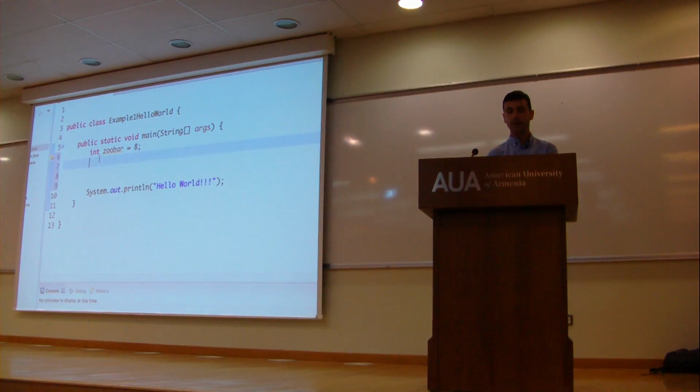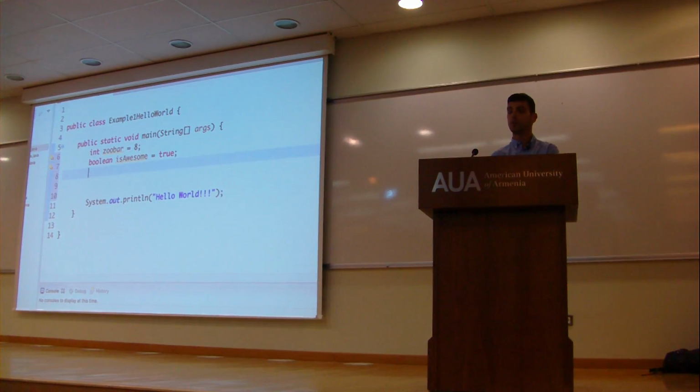If I wanted to make a Boolean value, what would I write? Boolean. Exactly. Boolean, and then isAwesome. True, of course. And then if I wanted to make, you mentioned double. So double precision, I don't know, let's call this distance. Distance is, let's say, 4.5 kilometers, right?